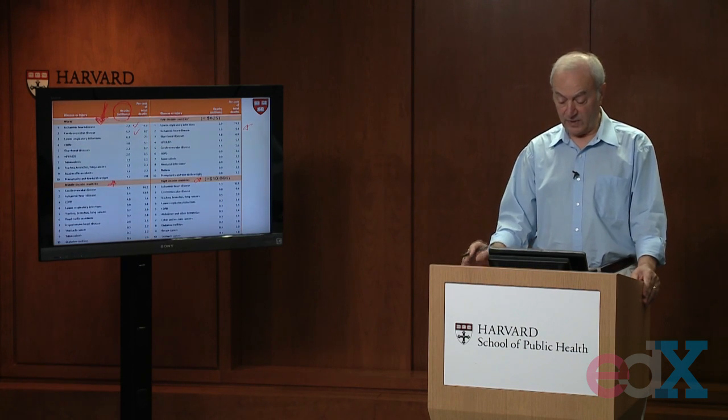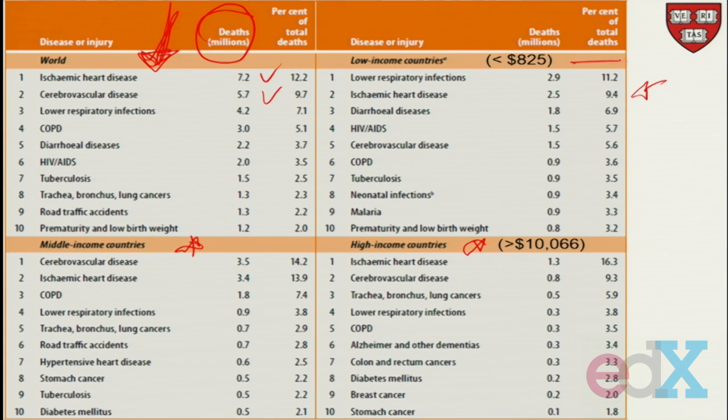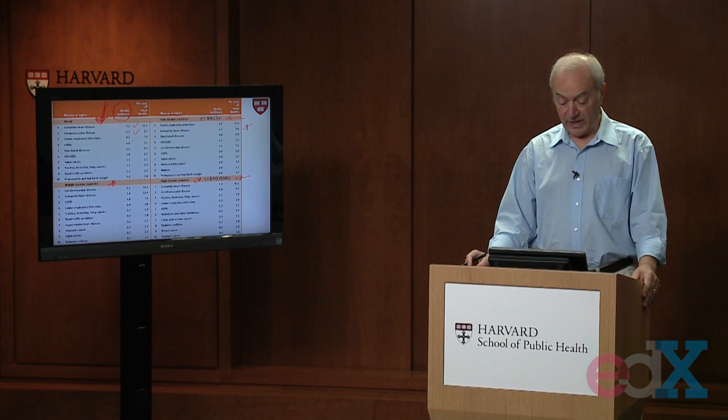And they base that on the average income per person in the country. So if that's less than $825, then that country is classified as a low-income country. And if it's more than $10,066, that's classified as a high-income country. And in between those two would be the middle-income countries. And you can see that as we change in terms of richness, then the causes of death, as far as the numbers of people are concerned, change.